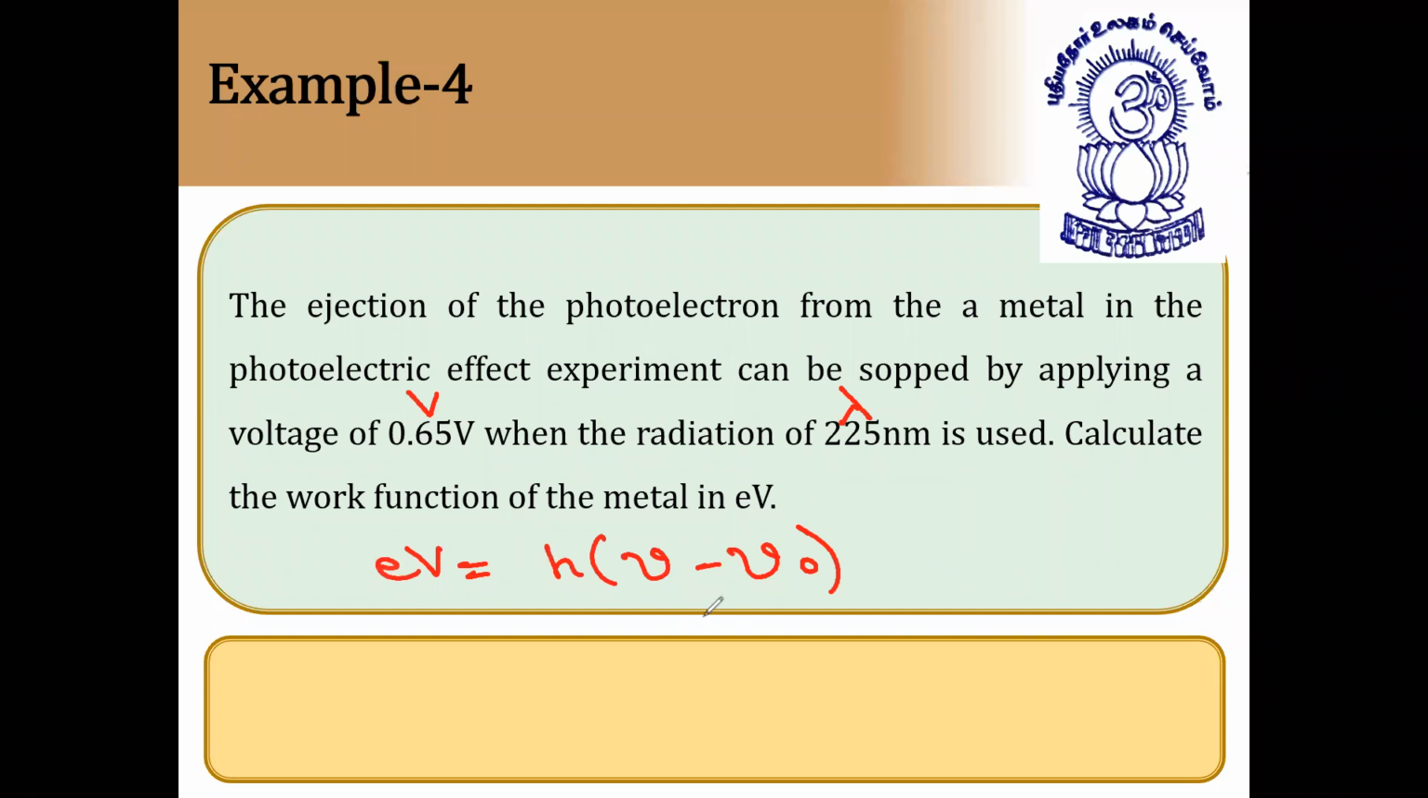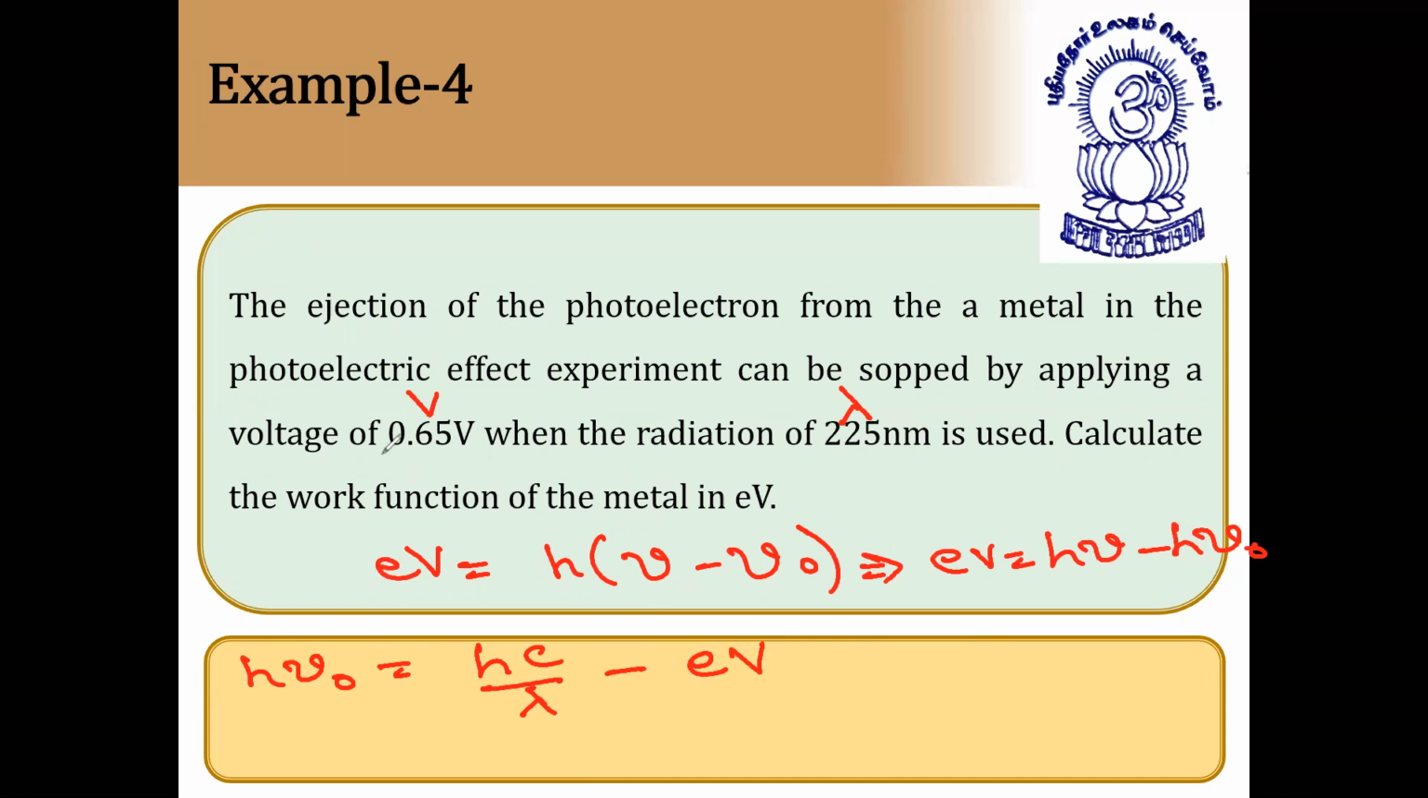So this is the formula for finding this stopping potential, eV. So h into nu minus nu naught. So this is equal to eV is equal to h nu minus h nu naught. And they're asking h nu naught, work function. So h nu naught is equal to hc by lambda minus eV. So simply you can find out this formula, and eV is given.